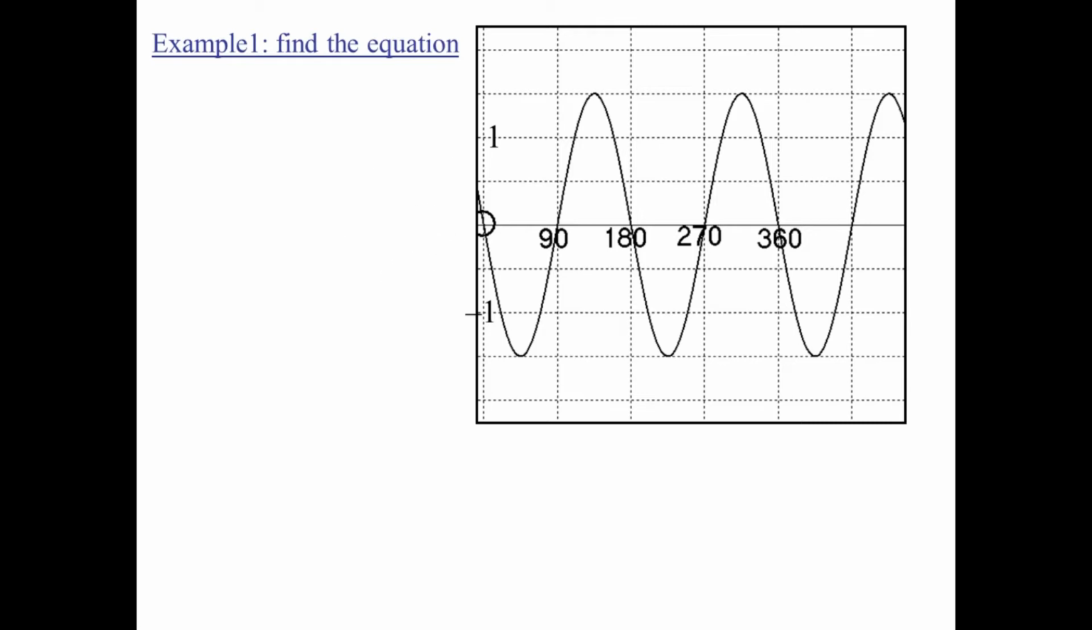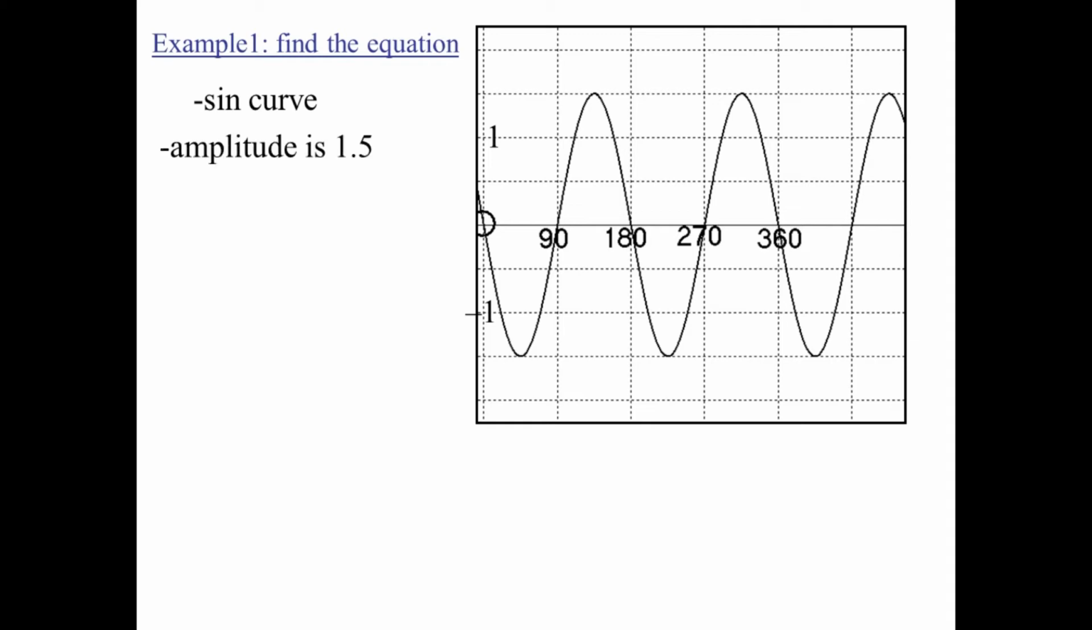So the amplitude. The amplitude we know is the distance from the middle, which is the axis of the curve, to the maximum, which in this case is 1.5. So the amplitude is 1.5. And we'll consider this a sine curve.